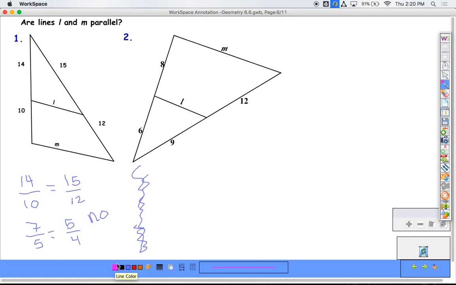Over on the other side, do the same thing. Is 8 over 6 equal to 12 over 9? Well, this one reduces to 4/3, and so does this one. So it works out. So this one, we can say yes. And again, the one over here, they didn't equal, so no.